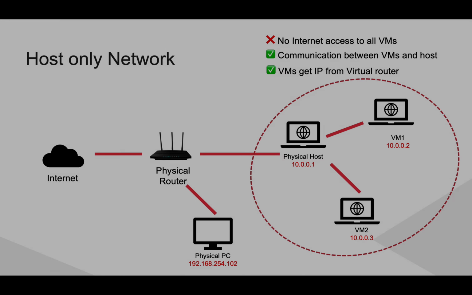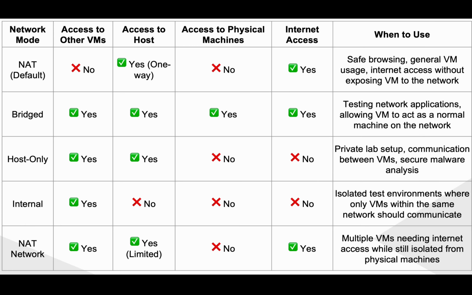Now that we have covered NAT, bridged and host-only modes, let us compare all the major networking modes and their best use cases. Each mode serves a different purpose depending upon whether you need internet access, isolation or full network integration. As you can see in the table, I have divided it into various categories depending upon the access to other VMs, access to host, access to physical machines and internet access.